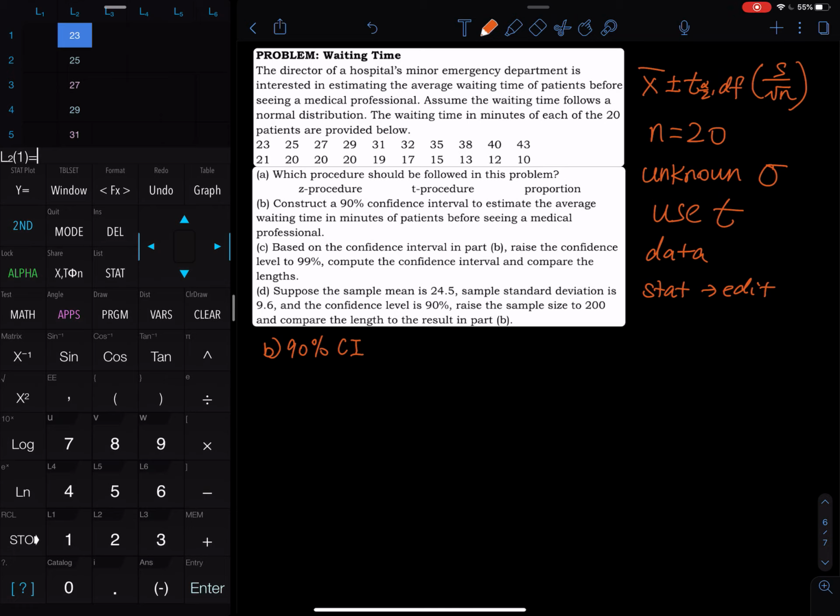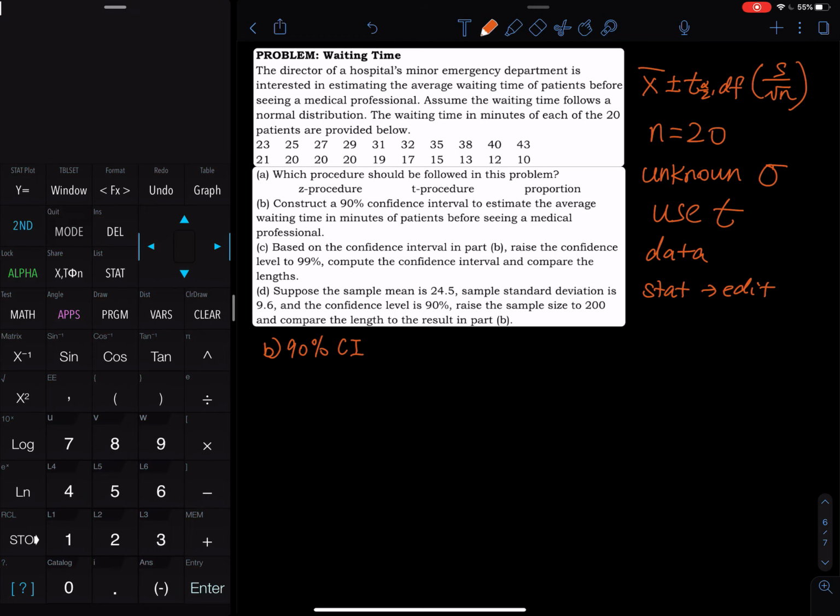Alright, after you input all the data, make sure it is perfectly right. You don't have to follow any specific order. Just input these 20 numbers into your L1, L2 or L3. Now, where do you find the T interval? Let's go back to the home screen.